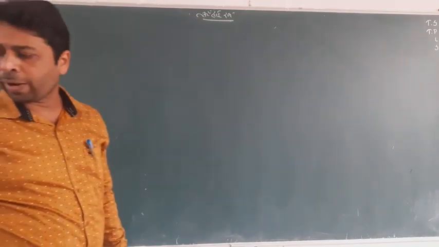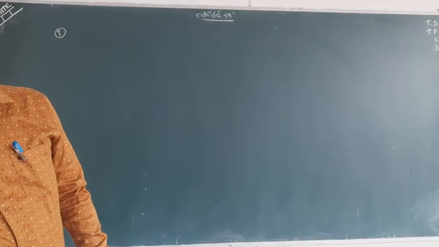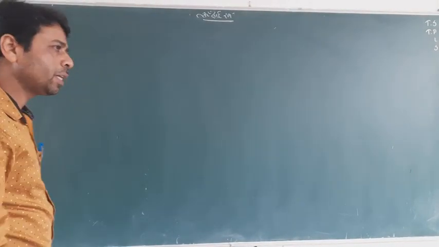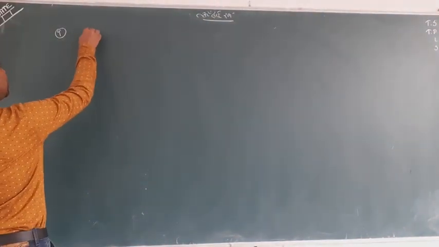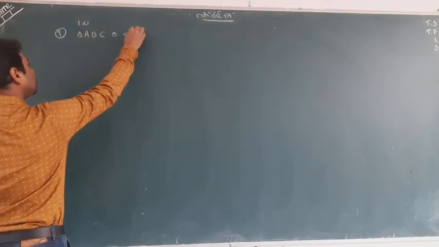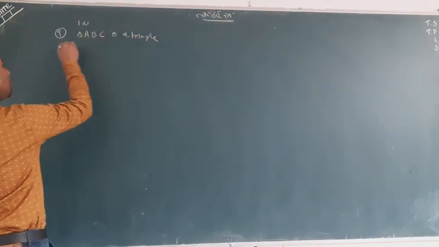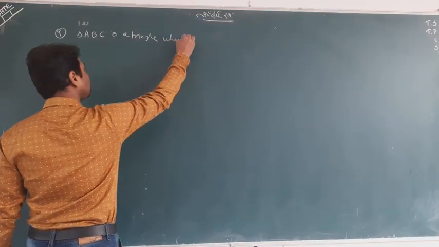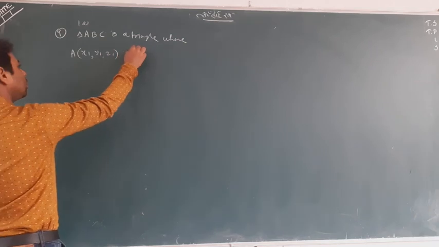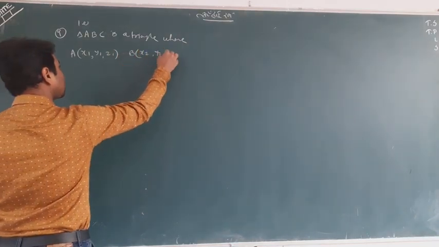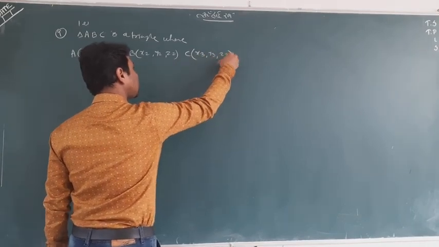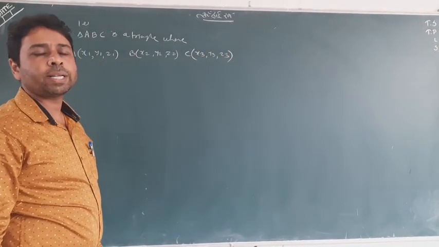Question 9 says: find the coordinates of the centroid of the triangle whose vertices are x1, y1, z1, x2, y2, z2, and x3, y3, z3. Let ABC be a triangle where A is x1, y1, z1, B is x2, y2, z2, C is x3, y3, z3. And we want to find the centroid of the triangle.